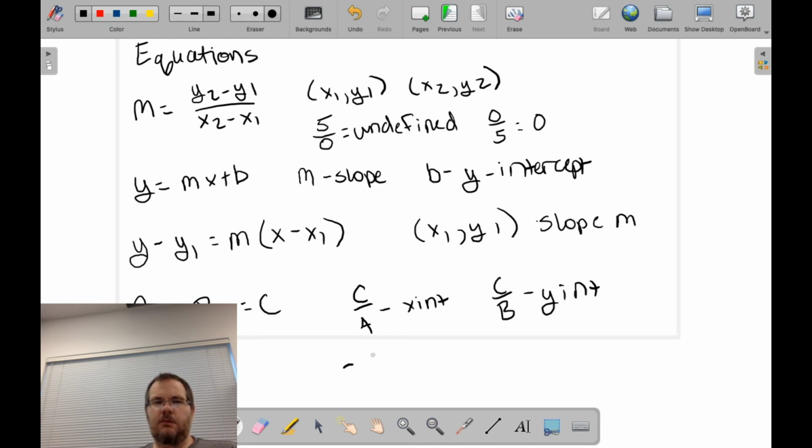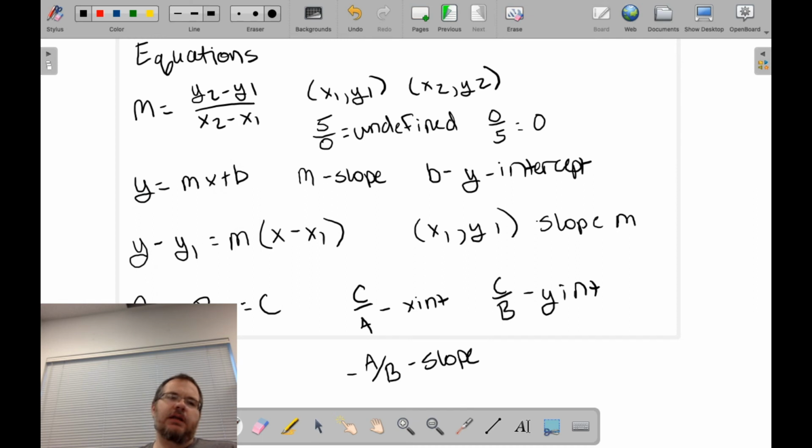and negative, is it b over a or a over b? I have it in my notes as negative b over a. It's really negative a over b. I need to fix that. So negative a over b is the slope.